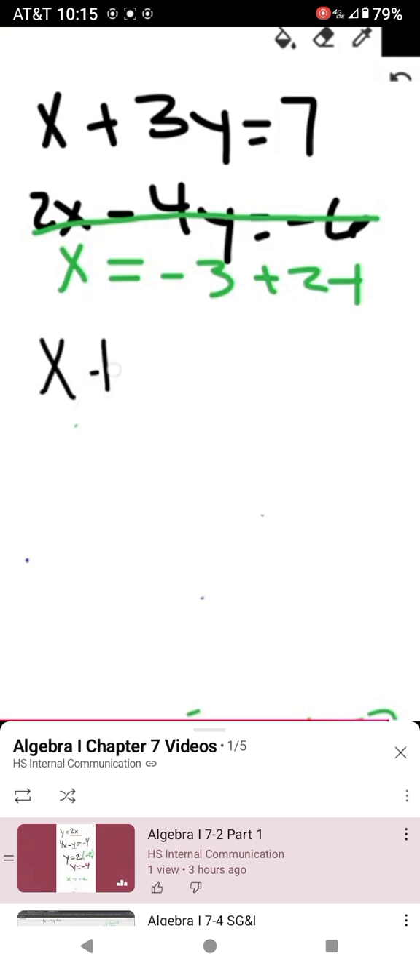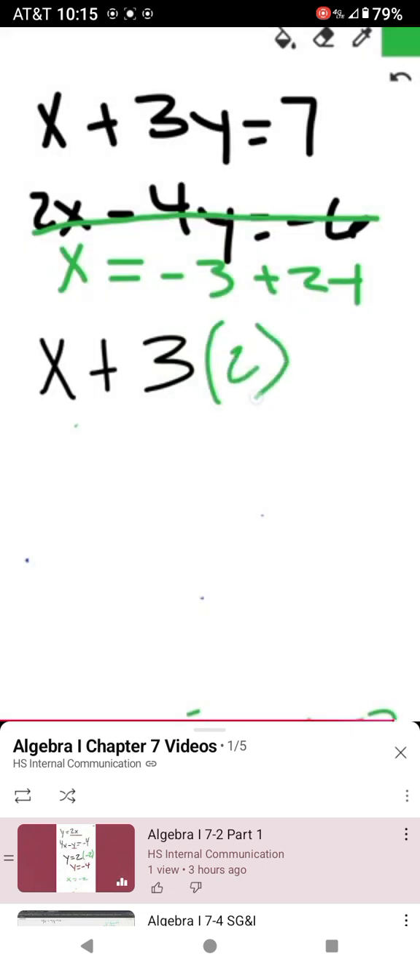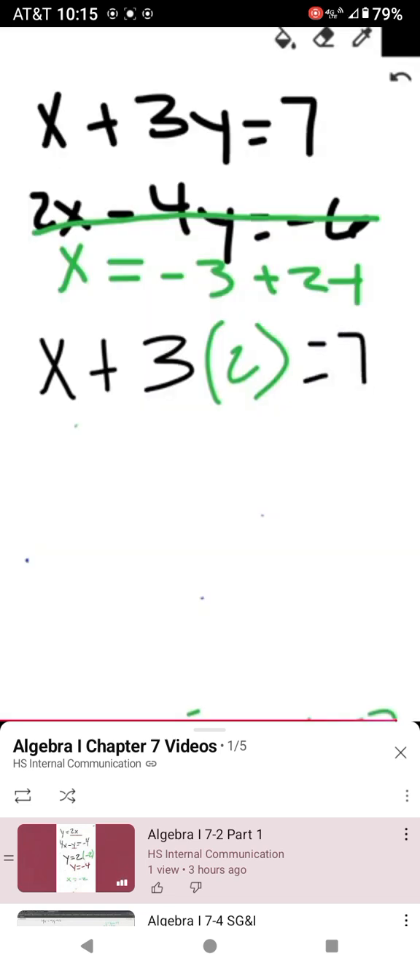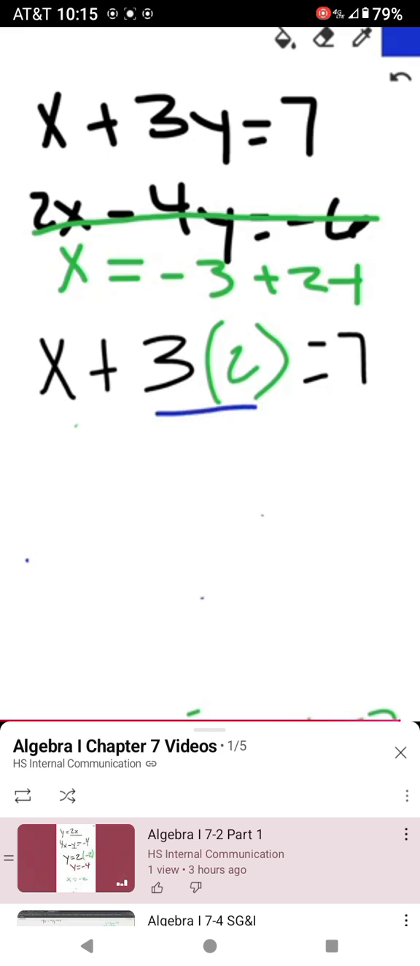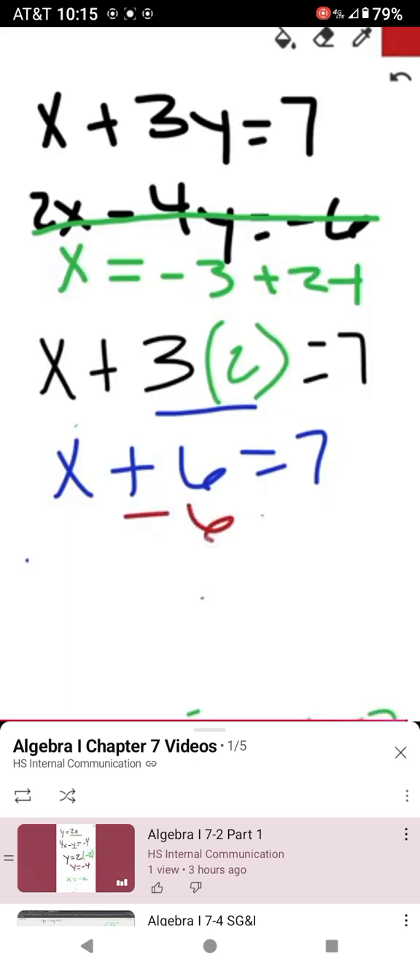Okay, so y was 2, so we can plug that in. So we'll have x plus 3 times 2, since y was equal to 2, equals 7. Multiply 3 times 2, we get x plus 6 equals 7. Subtract 6 on both sides, and we get x equals 1. So our solution is going to be 1, 2. That's our x and our y.